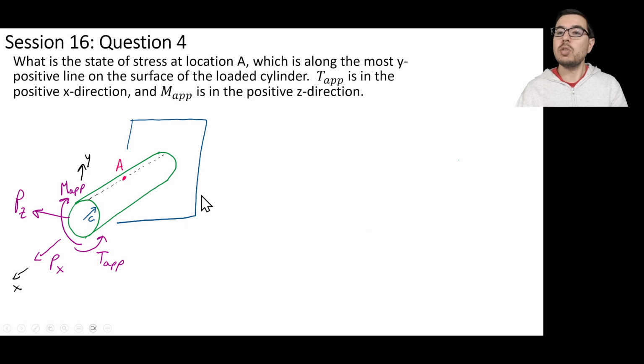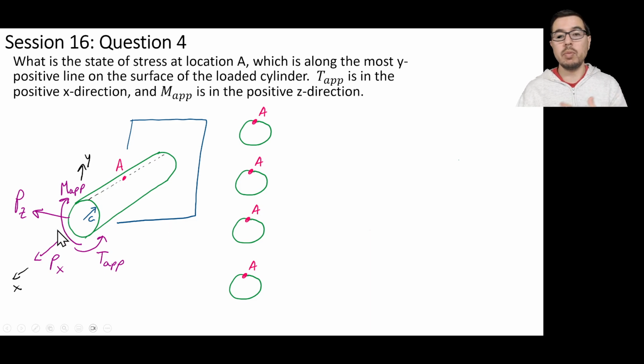To start, let's go ahead and draw four cross sections. And each one of these cross sections that we've drawn will have the effect from one of the different loads. Jeff Hansen suggests this type of technique for being able to do combined loading problems.